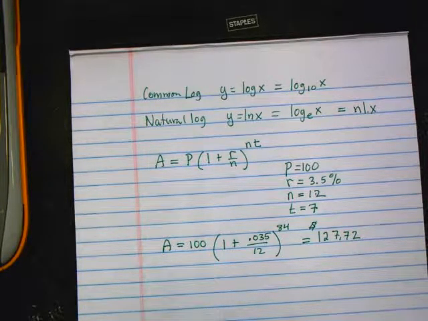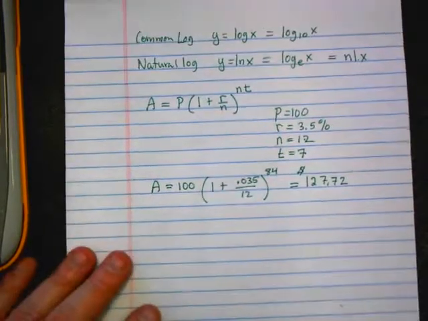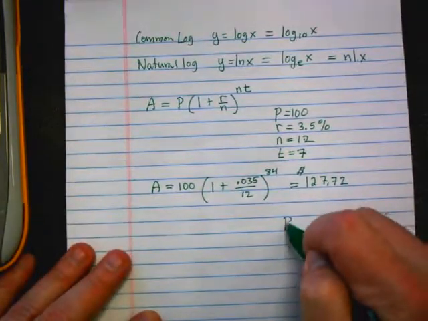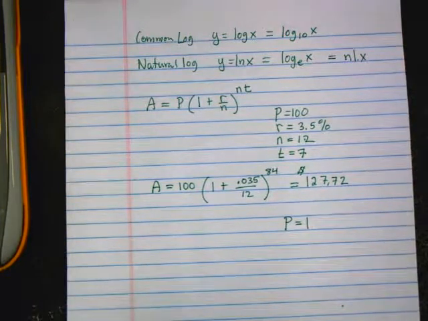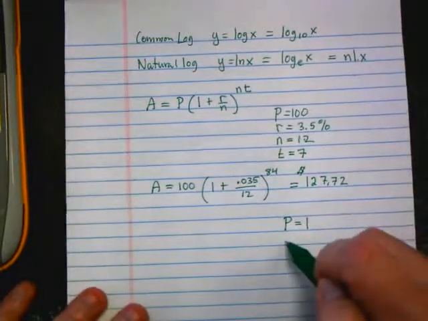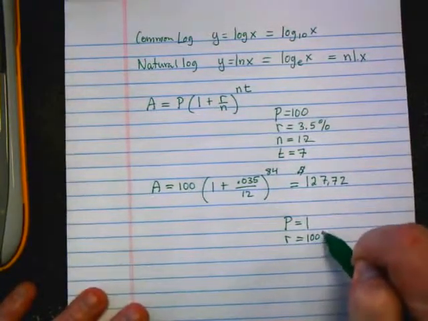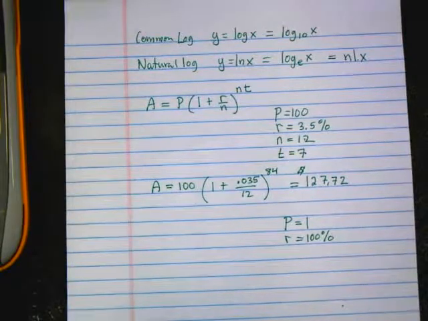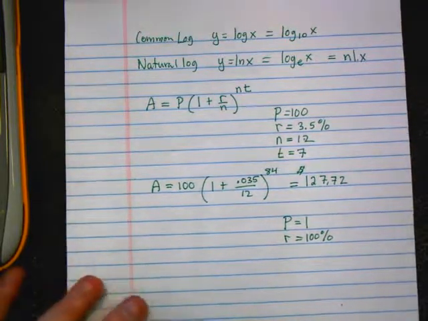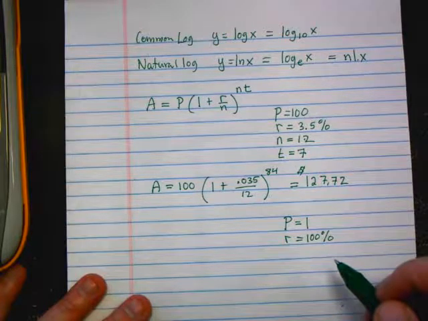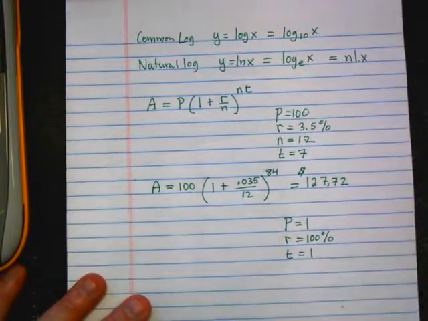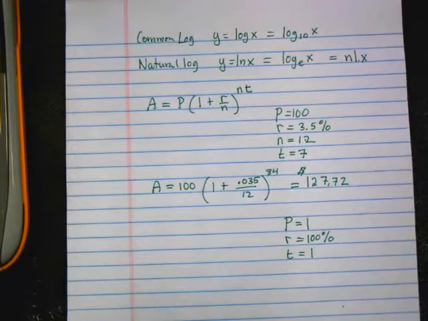Okay. So now, where does E come from? Our principal is going to be $1. We're going to invest $1. But the good news is, we're going to get paid 100% interest rate. So every year we get a buck. No, not every year, every month. So every year we get 12. And T is going to be 1 year. We're going to invest our money for 1 year.